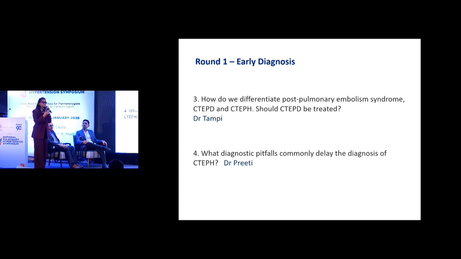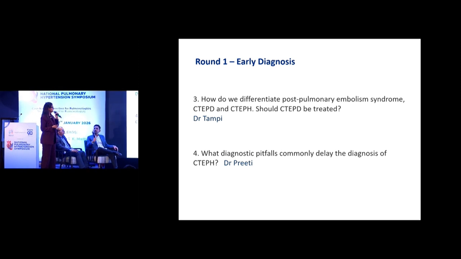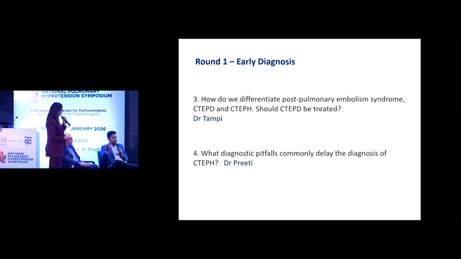So I think a high index of suspicion is most important, or we are over-relying on the CTPA, which can actually miss the distal peripheral disease. So a VQ scan should be ordered. And mislabeling also. I've actually seen this very commonly.